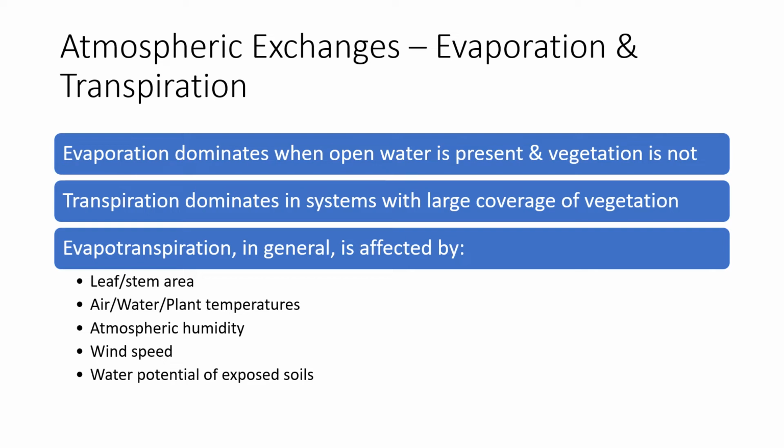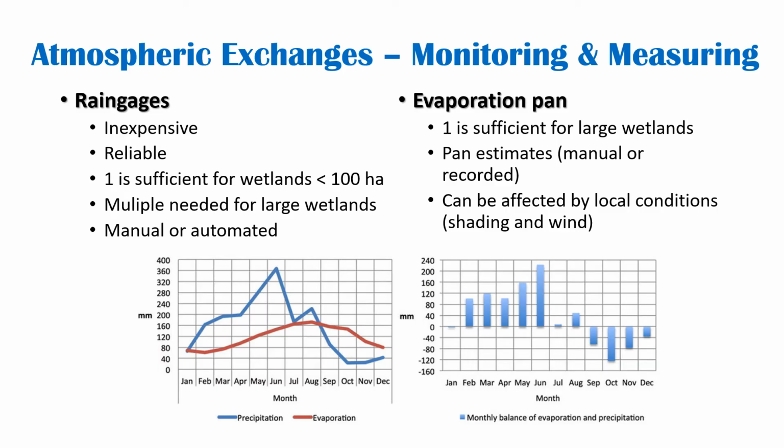And finally, evapotranspiration in general is affected by a lot of different things, including leaf or stem area, the air or water or plant temperatures, the atmospheric humidity, the wind speed, and the water potential of exposed soils. So it is possible to monitor and measure these atmospheric exchanges. If you're interested in monitoring rainfall, you may install a rain gauge on your site. They're typically inexpensive and reliable.